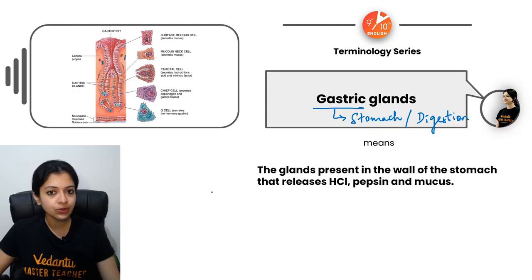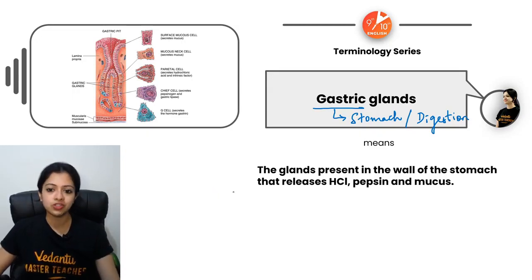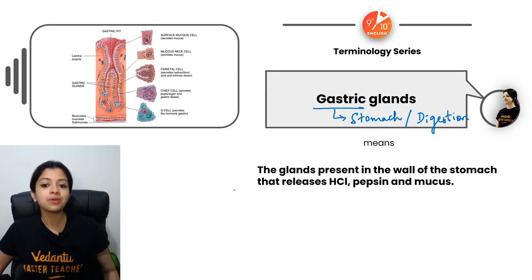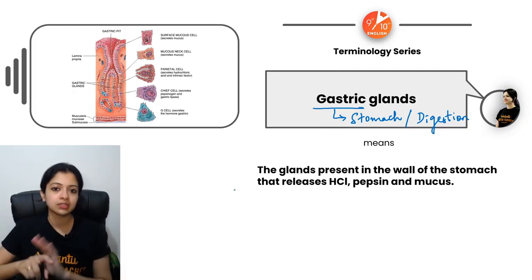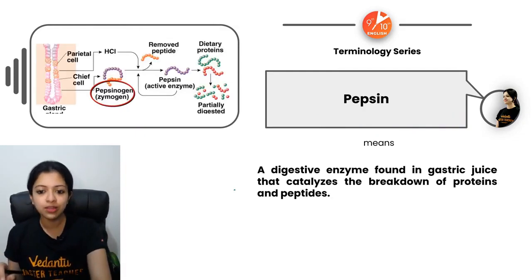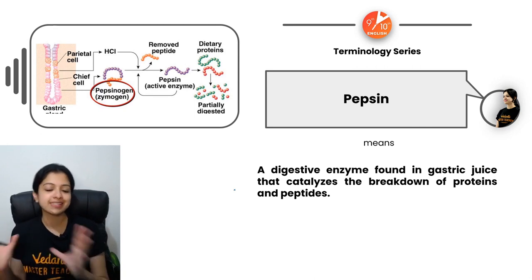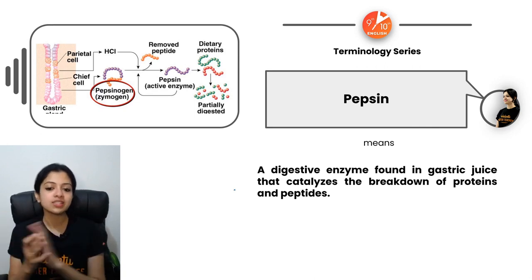Now, what does HCl do? Yes, you need to know the functions of those. Pepsin, what does it do? And mucus, what does it do? You need to make a table to understand all this. I'll tell you the very important ones. Pepsin, because it's yet another complex term here. Let's talk about pepsin.